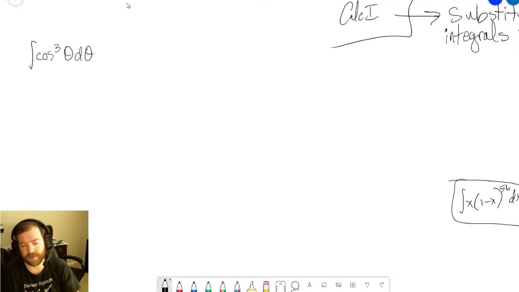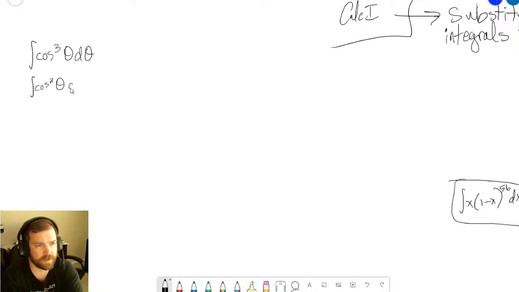Well, that's going to cause us to have a bit of a problem here. Because again, we don't have the other piece that should be here, that normally is here. So instead, what we can do is we can split this out into the integral of the cosine squared of theta d theta. Well, not yet. Cosine squared times cosine of theta d theta.